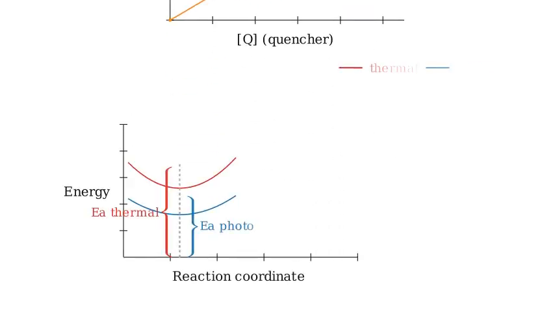Graphically, light can open a lower barrier pathway through an excited state surface. The thermal path has a high activation energy, while the photopath lowers the barrier, enabling milder, greener conditions.